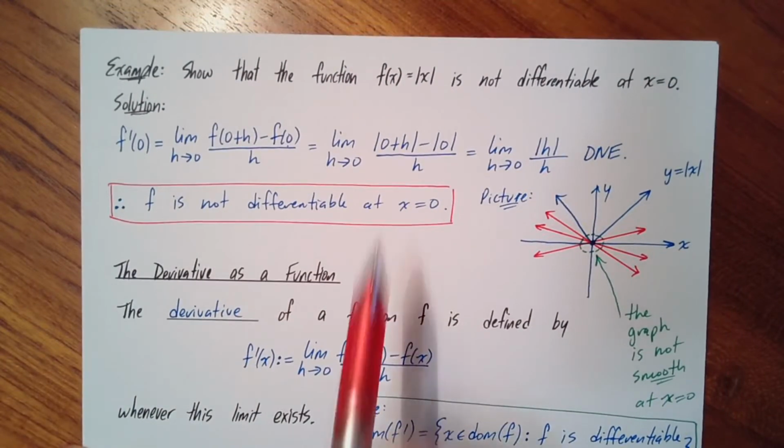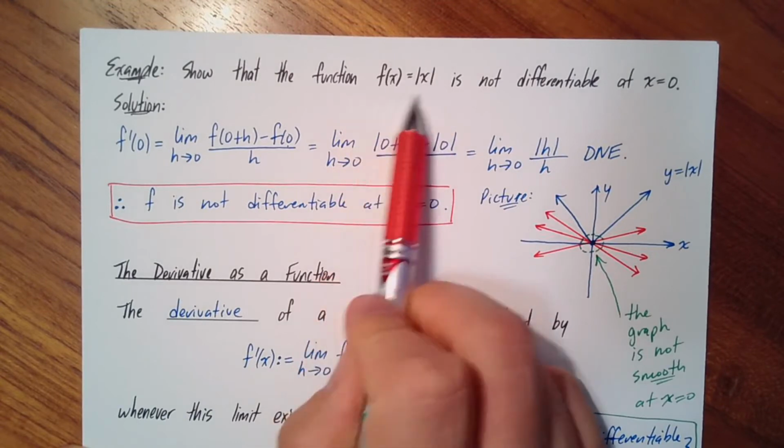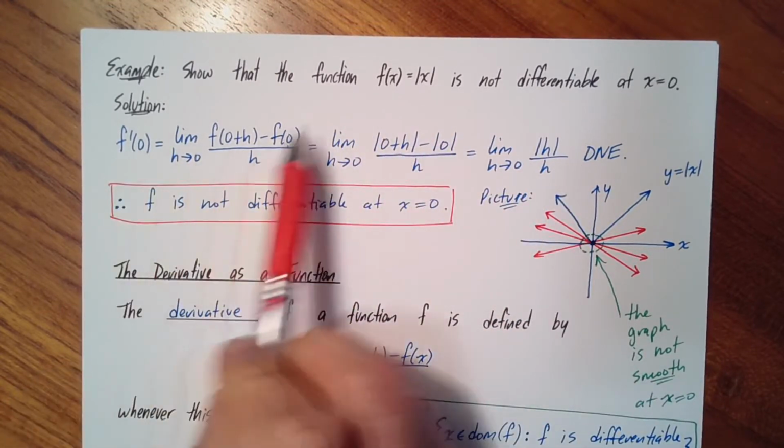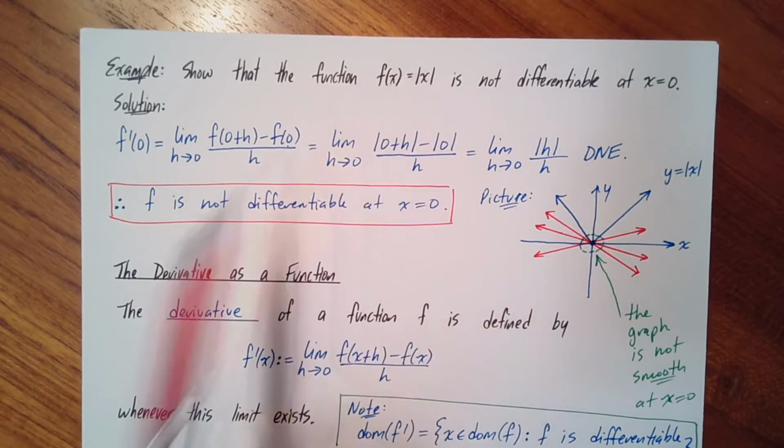But otherwise, like for example here, if you wanted to talk about the derivative of this function as a function, this work justifies the fact that 0 is not in the domain of the derivative of this function if we were to consider it.